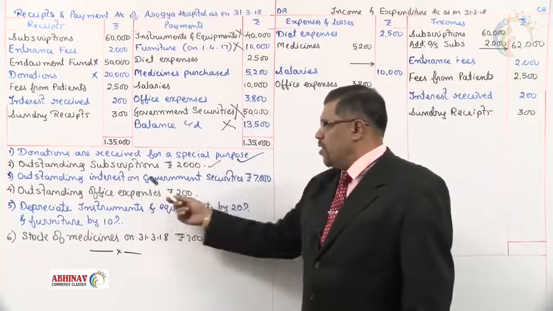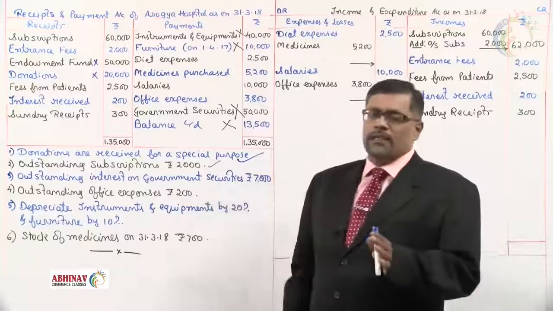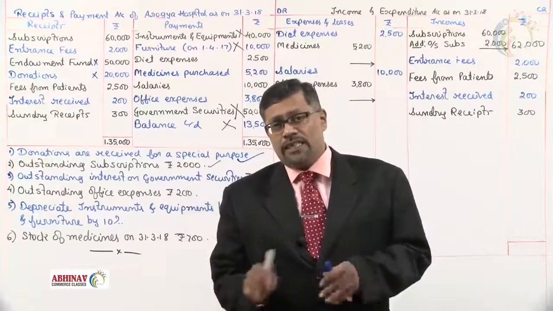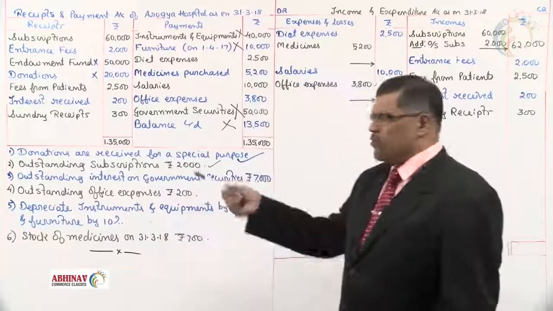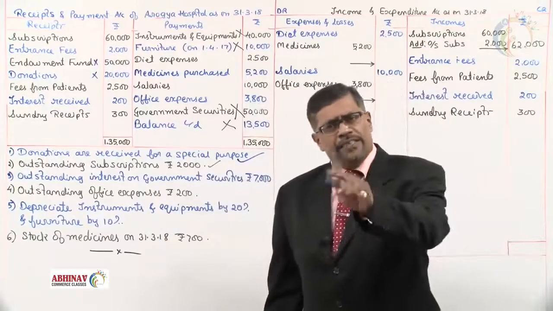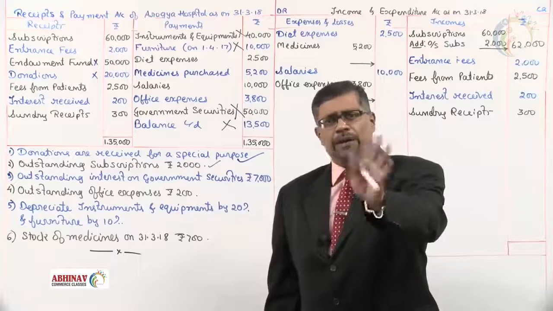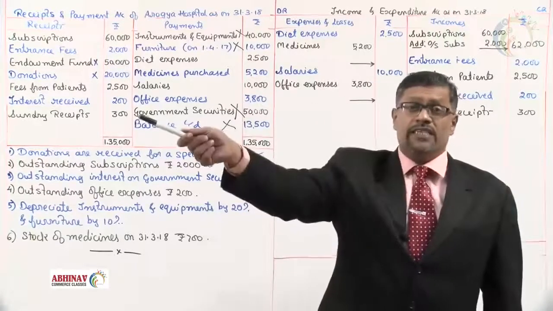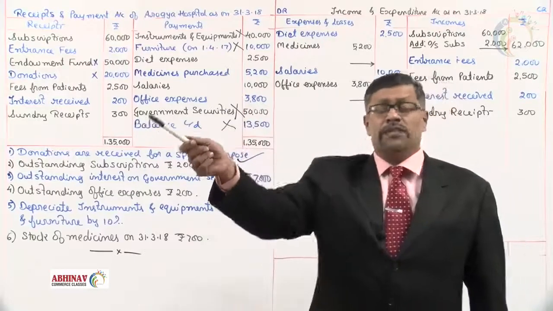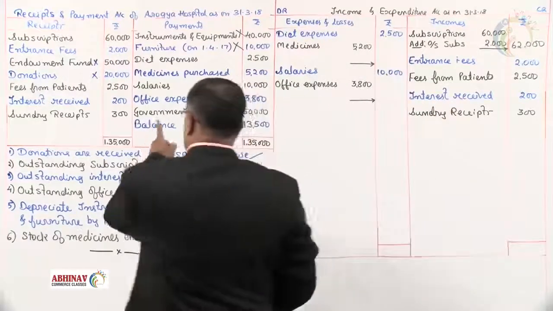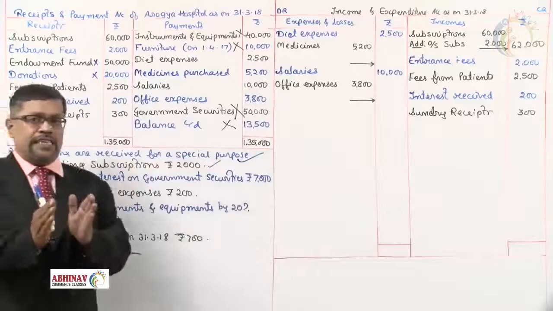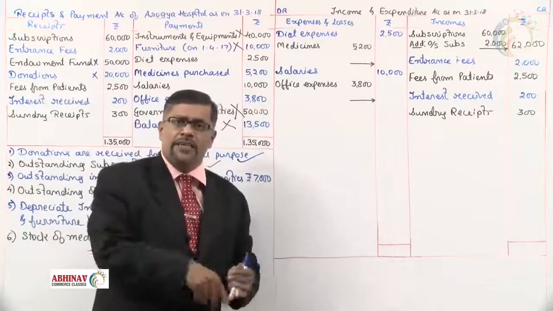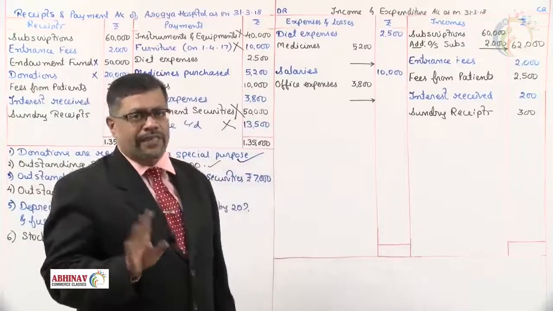Outstanding interest on government securities. Government securities are investment, it's an asset. Interest on the asset is always income. It's outstanding. Whether it is received or receivable, paid or payable, it makes no difference in this account. That is only to be seen in the receipt and payment account, because in the receipt and payment account we show only cash transactions. In this, all transactions: cash, non-cash, provided it is revenue in nature.